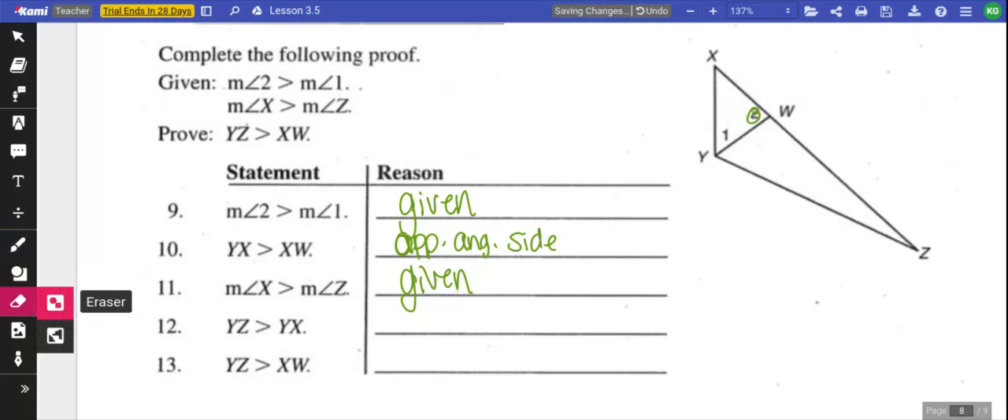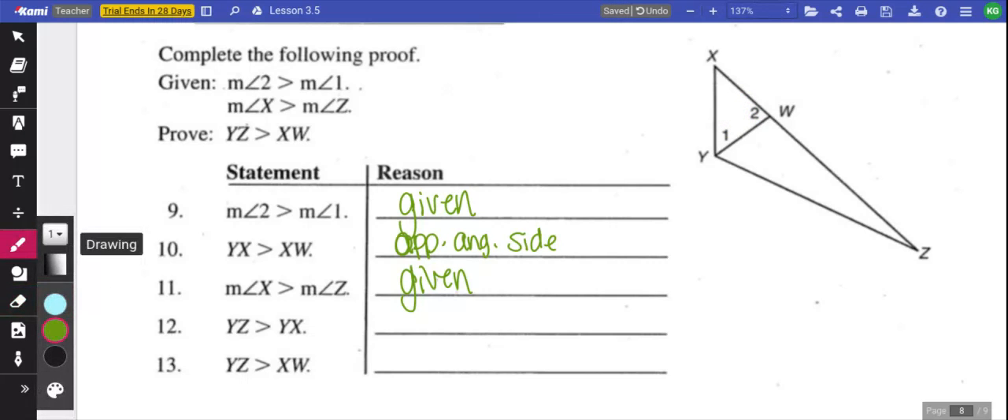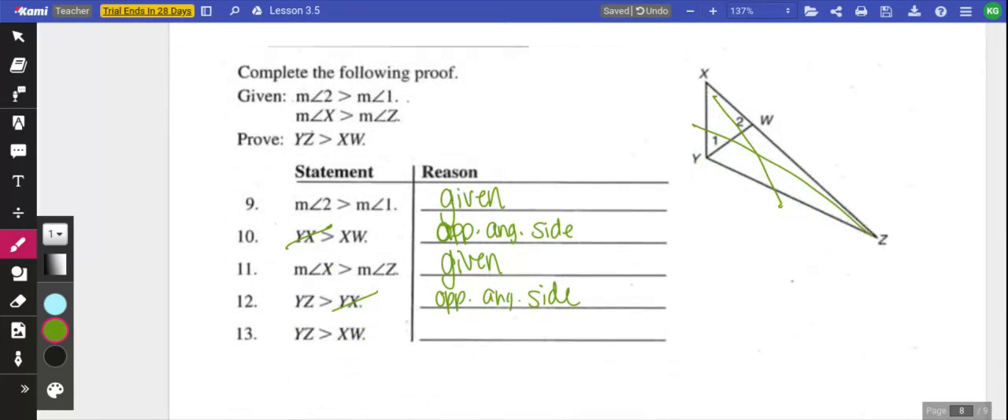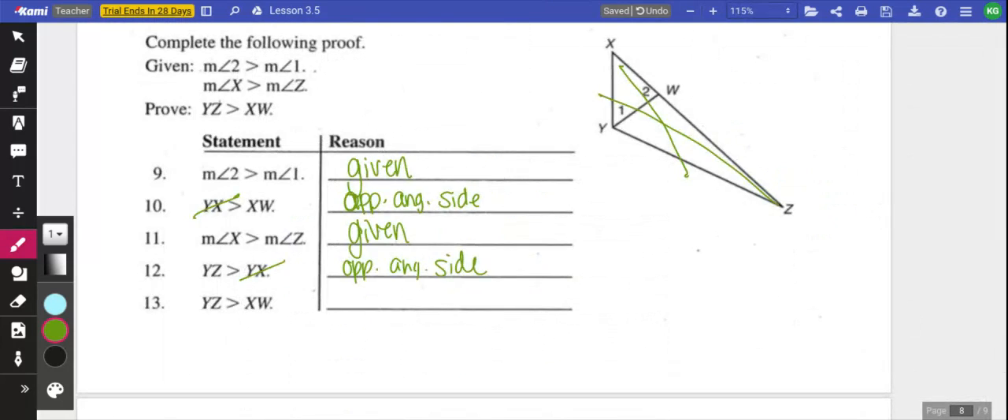Then down here, I'm doing the side opposite of X, which is YZ, and the opposite of angle Z, which is YX. So I'm doing opposite angle side theorem again. Then originally I had XY and XW, and then YZ and YX, and now I have just XW and YZ, transitive.